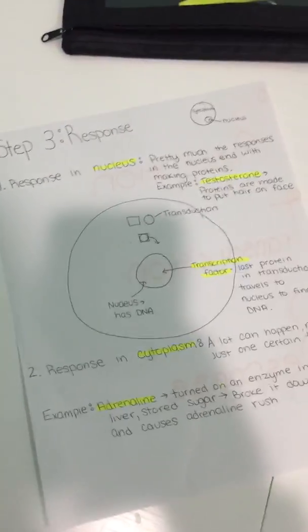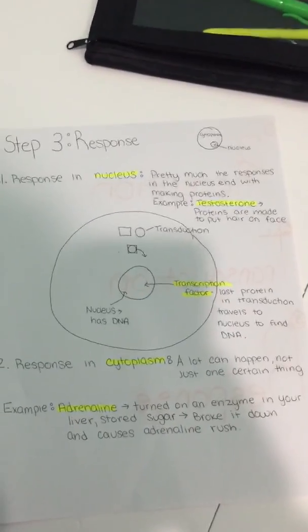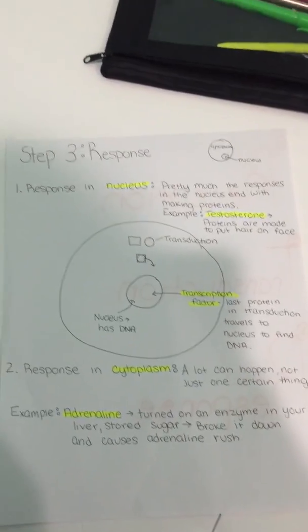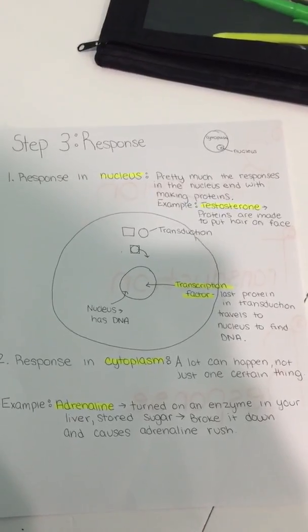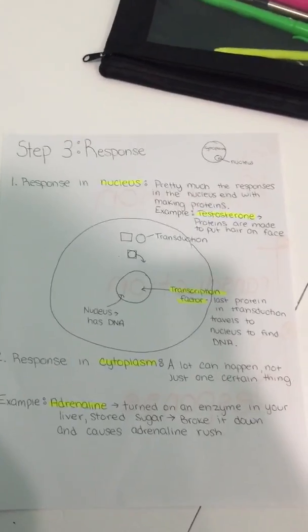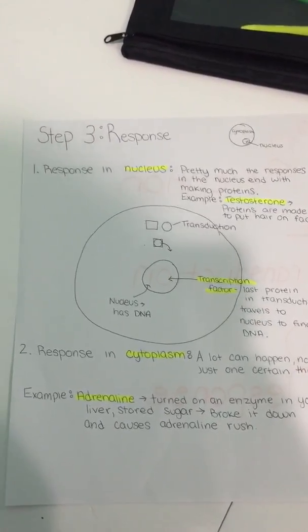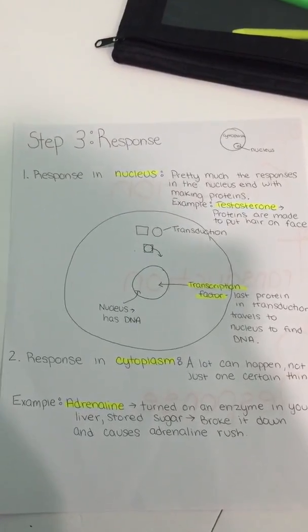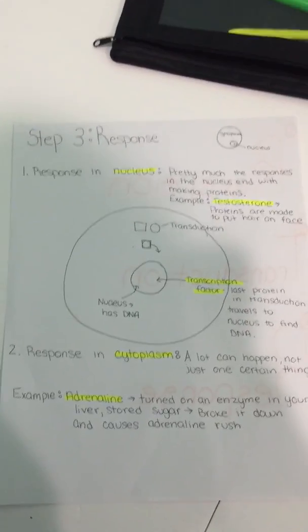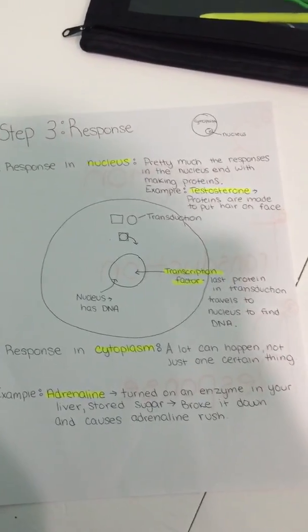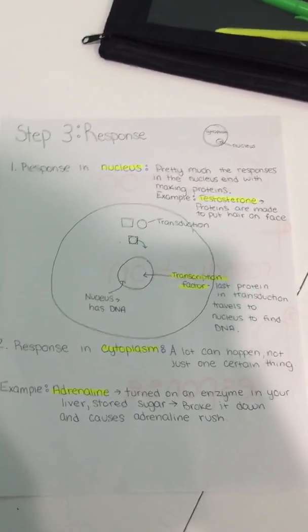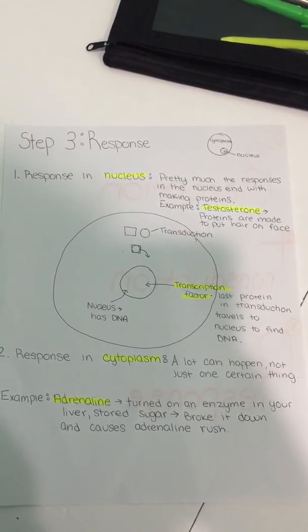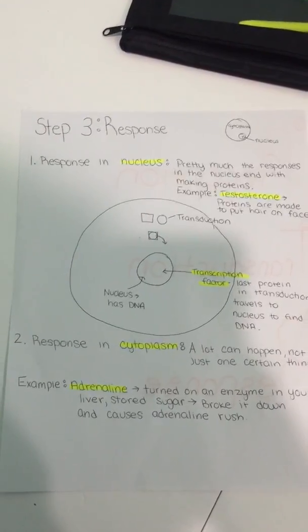Now, in the third step, which is response, this is where they do something. The transduced signal finally triggers a specific cellular response. The response may be almost any imaginable cellular activity. One of the responses can be in the nucleus. An example that is in the nucleus is testosterone.